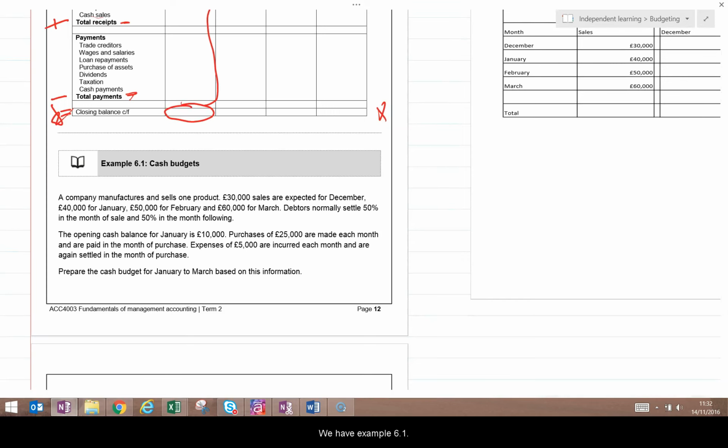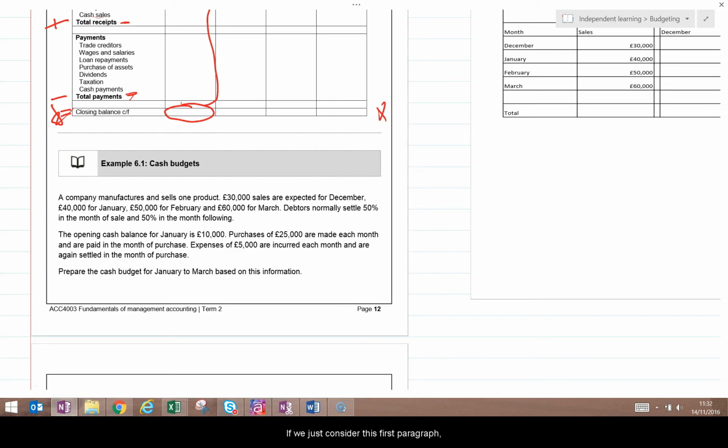So we have example 6.1. A company manufactures and sells one product. Sales are £30,000 for December, £40,000 for January, £50,000 for February and £60,000 for March. Debtors normally settle 50% in the month of sale and 50% in the month following.